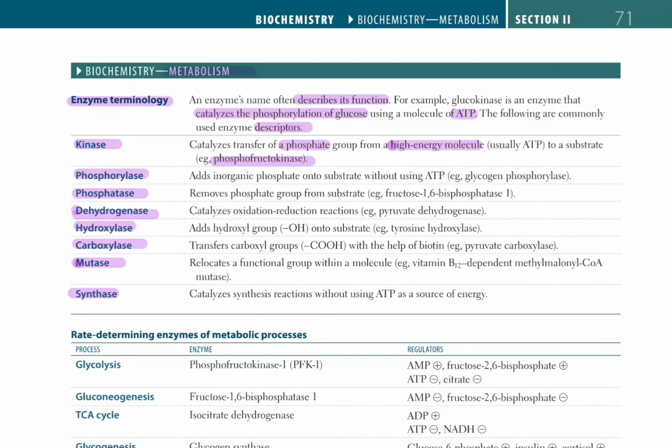Now we will discuss phosphorylase. Phosphorylase adds inorganic phosphate onto a substrate without using ATP. So phosphorylase does not use any kind of energy or ATP. An example of phosphorylase is glycogen phosphorylase.